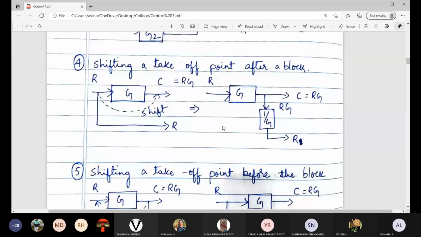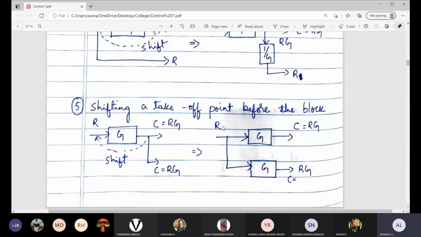So the next thing is shifting a takeoff point before the block. When you are talking about before the block, here we shift towards the left hand side. G is the block value. Here the takeoff point value is R into G. Now if you shift it towards the left hand side, it will get only R. So you want G, which means include the multiplication by G, so you will get R into G. That is the concept here, the reverse concept.